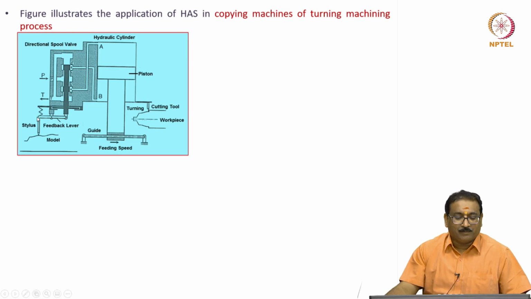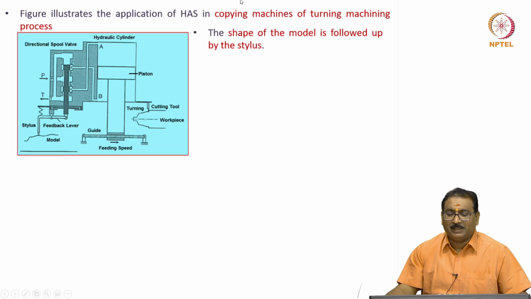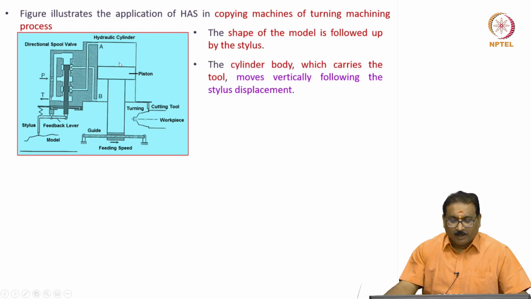Then please remember, friends, during the operation the cutting tool follows the stylus positions. This is the feedback lever, correct? Let us see the shape of the model followed by the stylus. The cylinder body which carries the tool moves vertically following the stylus displacement. Stylus displacement leads to the movement of the spool valve. In turn, flow goes to the A side or the B side. In the same way, the tool will also follow the stylus displacement.